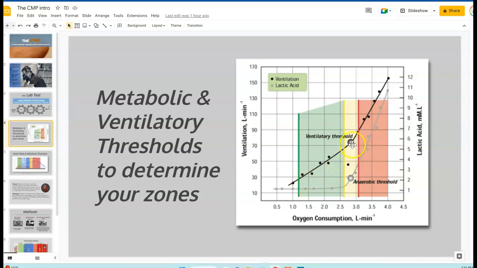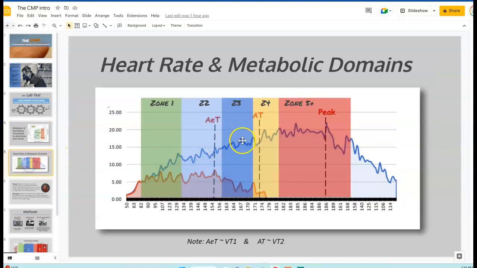we call ventilatory thresholds. So we're going to look at two different thresholds. We're looking at what we call the aerobic and the anaerobic, or ventilatory threshold 1 and ventilatory threshold 2. So the first threshold that we look at in how your breathing changes is going to be the aerobic threshold, which is where we see the highest fat utilization.